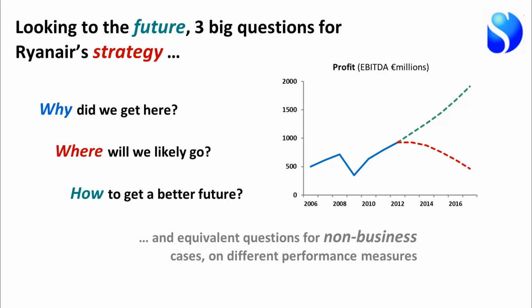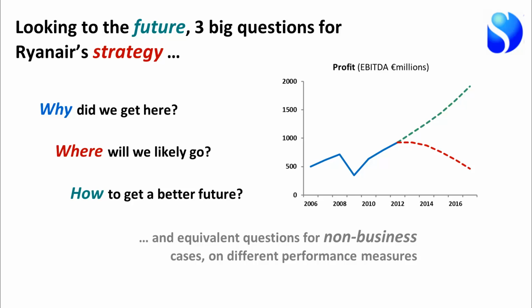Now, this is a financial objective for a commercial investor-owned business, but there are equivalent questions for non-business cases, albeit that they're pursuing different performance measures. Why did they get to where they are? Where are they likely going? And how can they get a better future? So that's the future we might prefer, that green trajectory there.